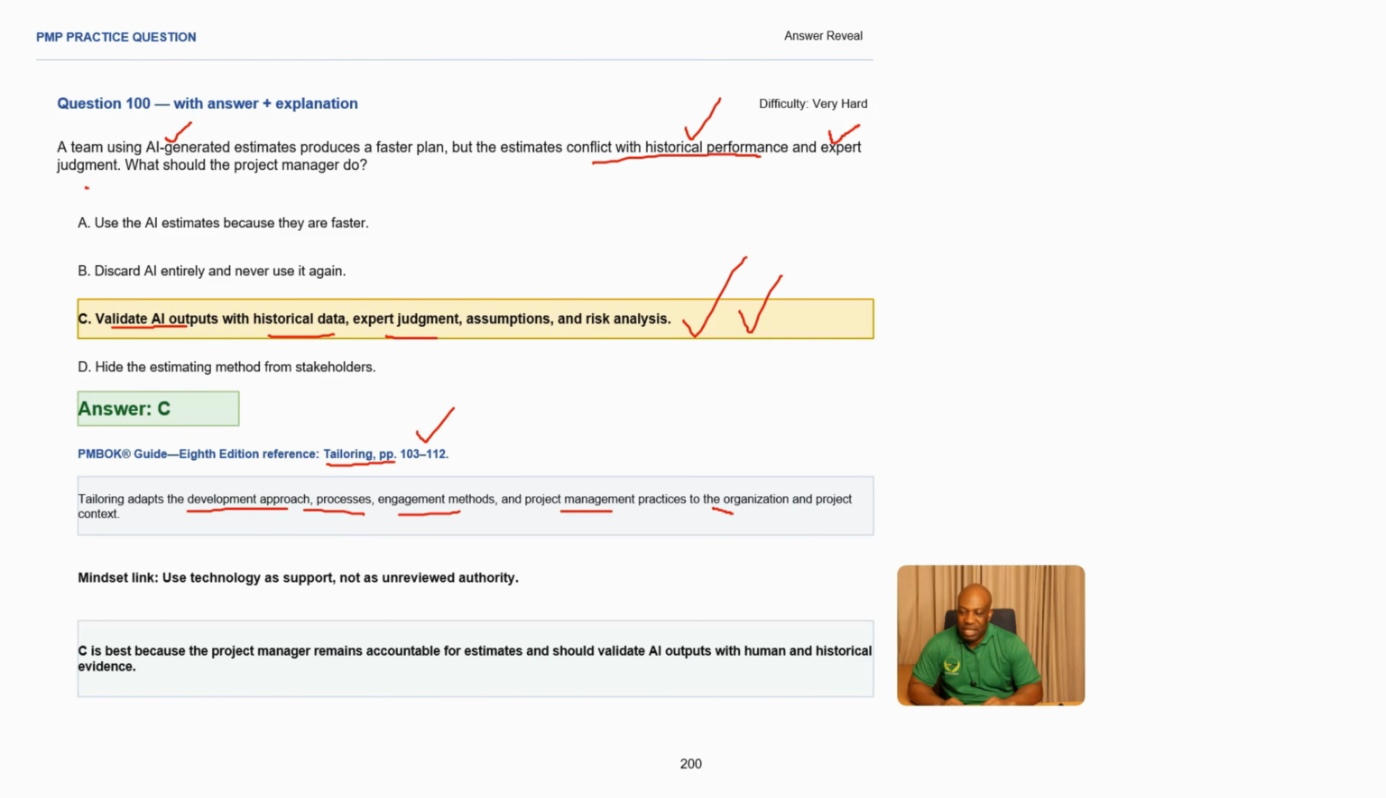So what is the best mindset that could be used in this particular scenario? You need to use technology as a support, not as an unreviewed authority. So this is very important. Technology is very important, but you still need to review the output that is coming out of the technology, making C the best answer because the project manager remains accountable for estimates and should validate AI outputs with human and also historical sources, making C the best answer.